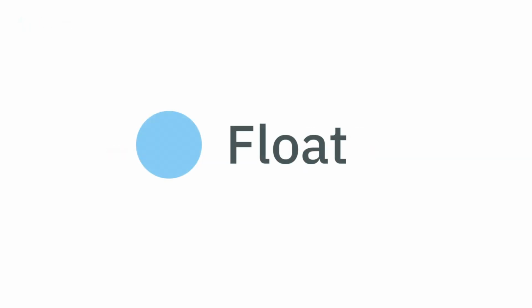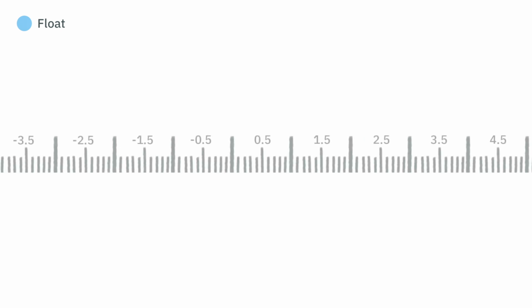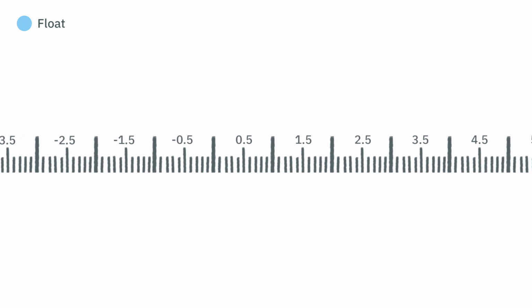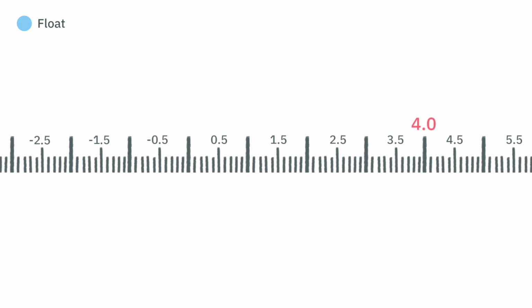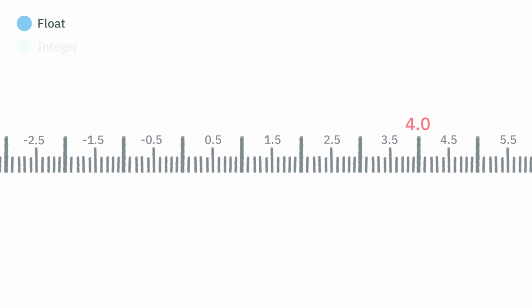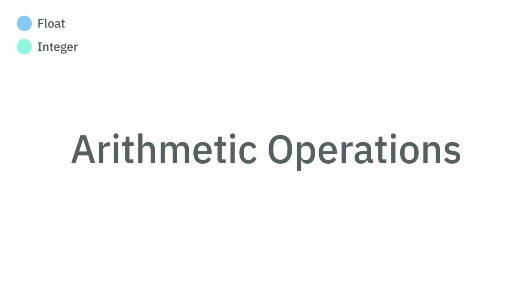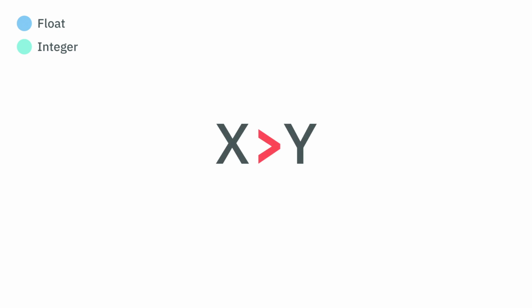To represent numbers with a fraction, we have the float data type, like 0.5, 7.0, or -2.4. Primarily used for measuring. Besides representing both positive and negative numbers, it's not limited to fraction numbers only. It can also represent an integer-like value, such as 4.0. We mentioned we use number types for counting or measuring. In addition, we can also use them for arithmetic operations, like addition and division, or even comparing whether, for example, one number is greater than another.